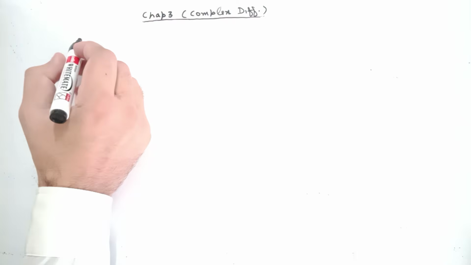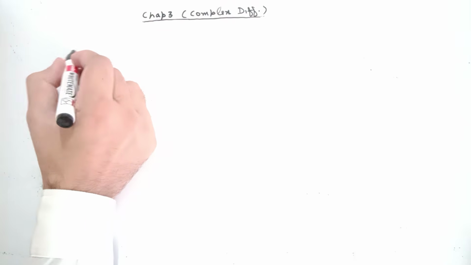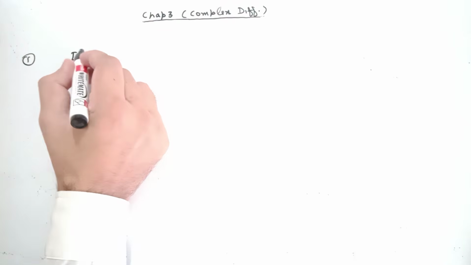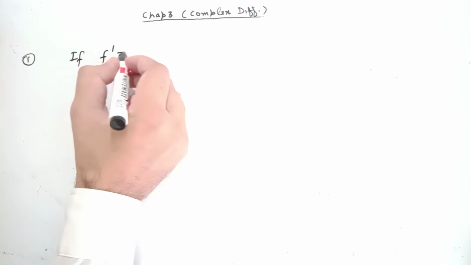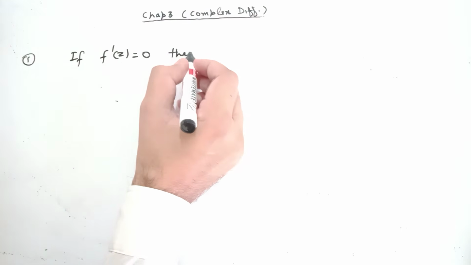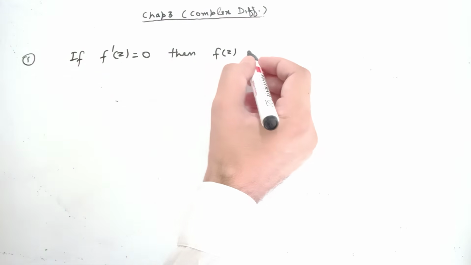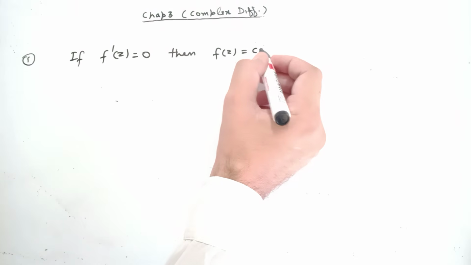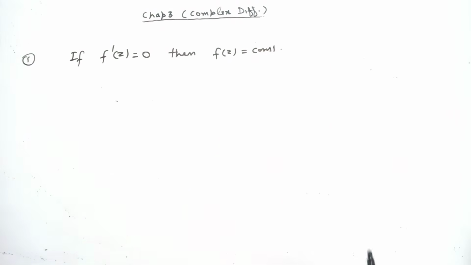Now let us see some results regarding constancy of f(z). Those are closely related with analytic functions. If f prime z is 0, then f(z) is a constant function. Why?